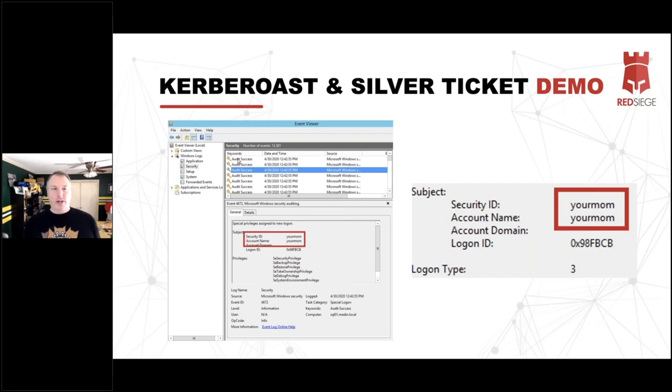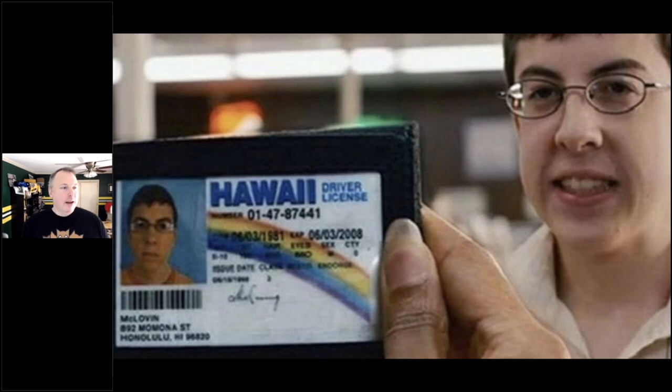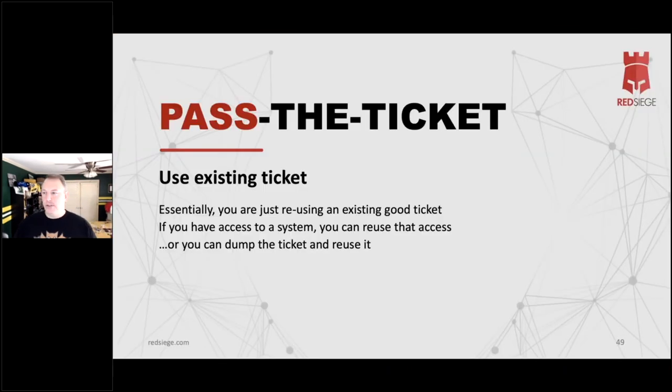It's like generating your own driver's license here for McLovin. It's got all of the barcodes and stuff. Everything looks sort of cool, right? So that's Kerberoasting and a silver ticket. I wanted to go through that because I had a couple of questions afterwards from different people, like, hey, can you give me a demo of that? Also, there was a misconception that the target service had to run as admin, and it does not. That's a key point here. It does not have to run as admin.